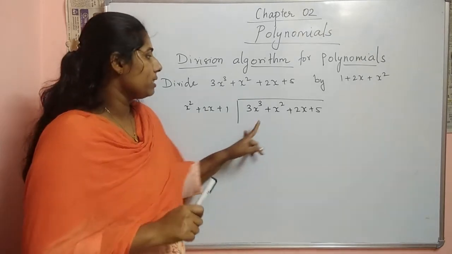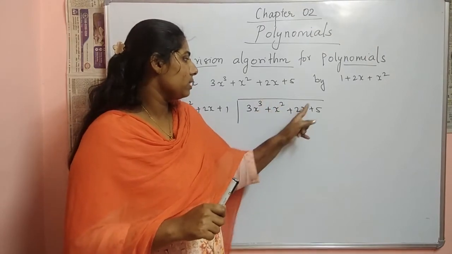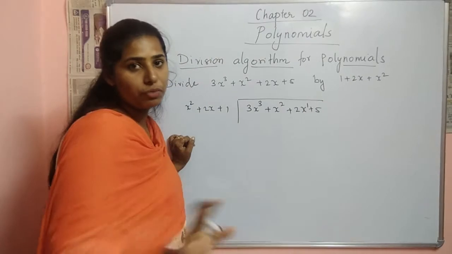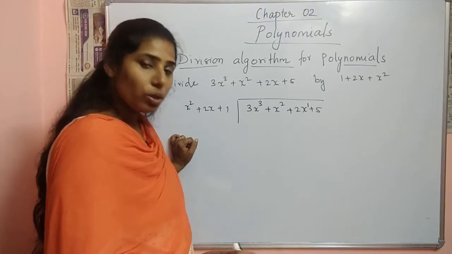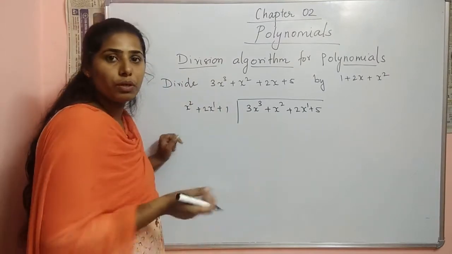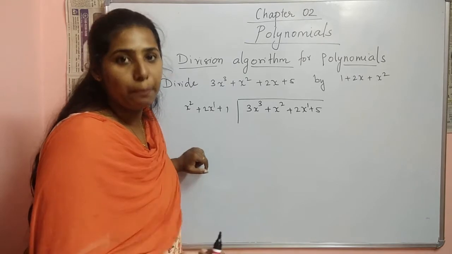Here also you can see that the highest power is 3, next it is 2, next it is 1. So it is all properly done, and we need not rearrange anything. Here also it is power 2, 1 and x to the power 0. So this is also arranged. Now, what is my first step?